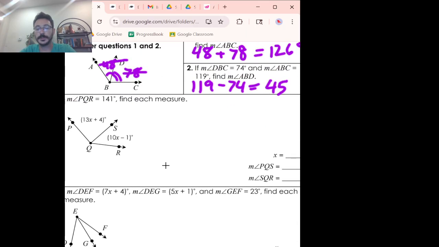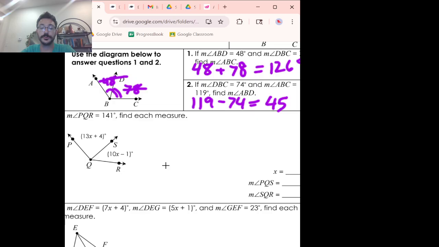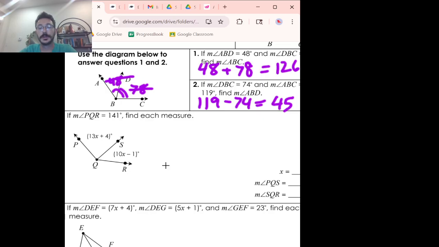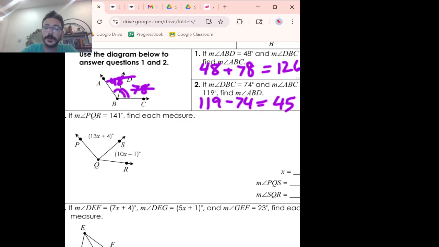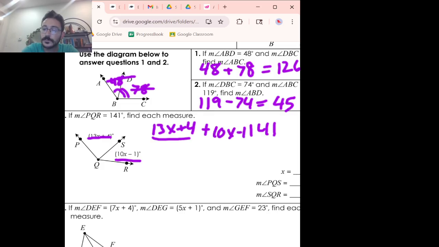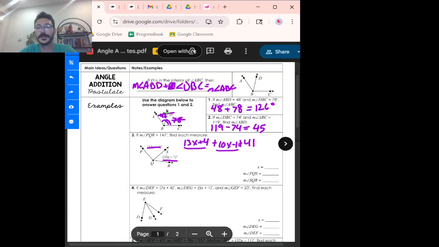From there, really the only other thing is what if we add variables in, and then it just becomes algebra. So if PQR is 141, so I'm going off of this picture now, and I need to find the measure. Well, I know this, so I didn't mean to go over top of it. That's a 13x plus 4. So that plus this, 10x minus 1, equals 141.